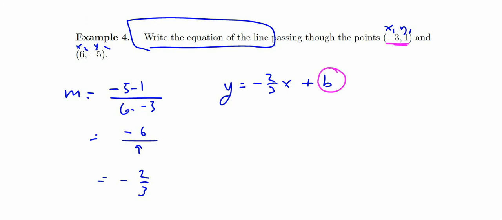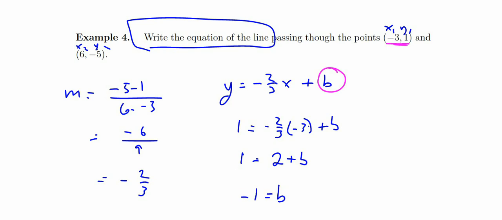So I could put 1 in for the y, negative 2/3 times negative 3 plus b, and then I could solve that for b. That's 1 equals 2 plus b. All right, because two negatives give me a positive. Those 3's cancel out. And then we're going to subtract 2 from both sides, and we find that b equals negative 1. So then my equation is y equals negative 2/3 x minus 1.